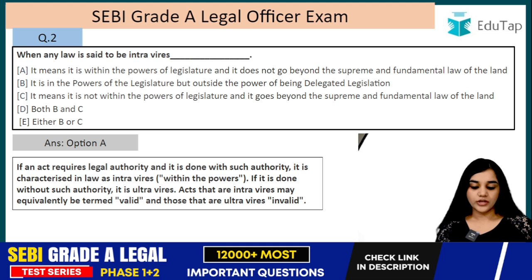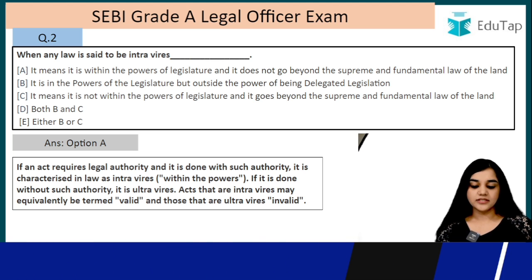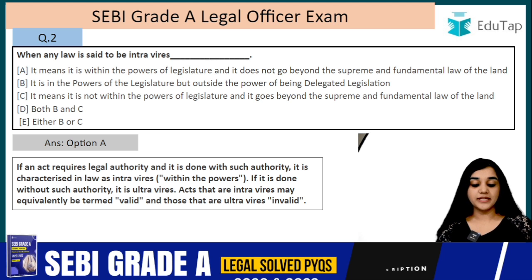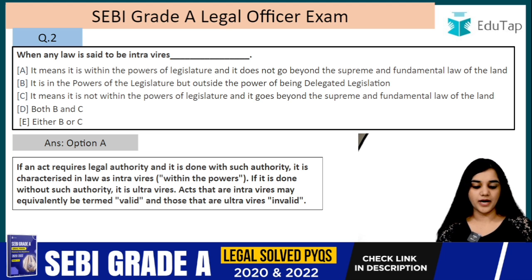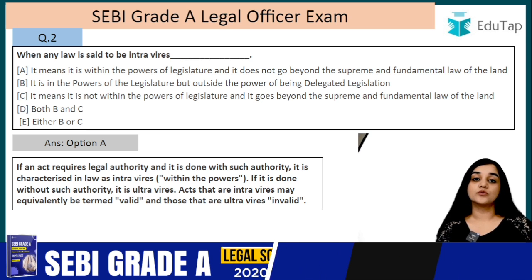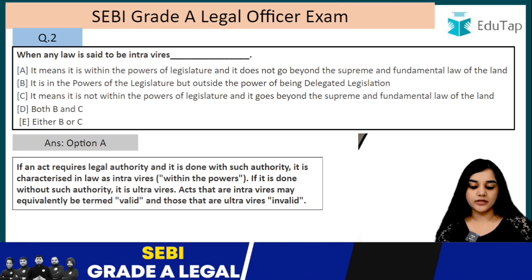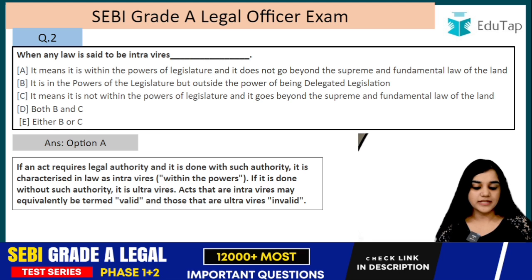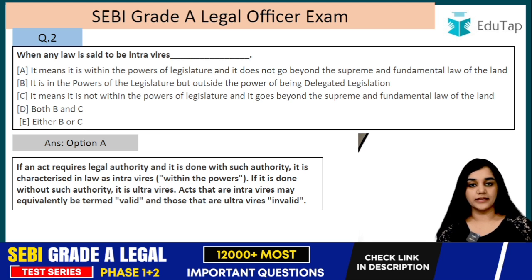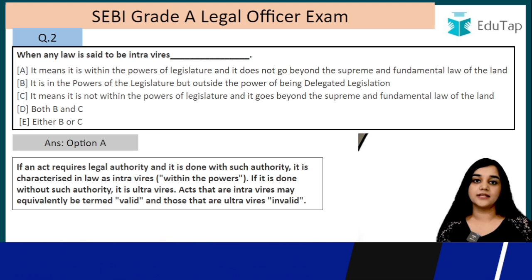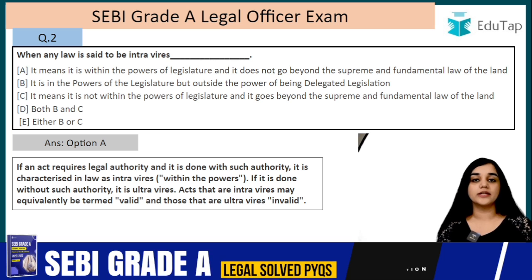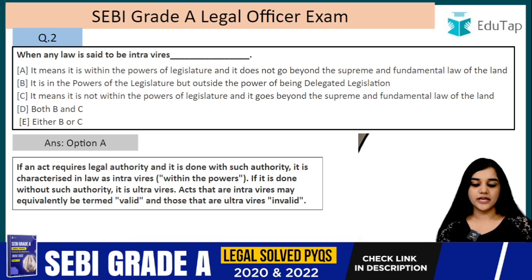If an act requires legal authority and it is done within such authority, it is characterized as intra vires. Intra vires means it is within that authority, it is within that power. If it is done without such authority, it is ultra vires, then it is outside the scope of that authority. Acts that are intra vires may equivalently be termed as valid, and those that are ultra vires are termed as invalid. So anything that goes beyond their authority will be termed as invalid, that is ultra vires, but within that authority, within that power, it is termed as intra vires.